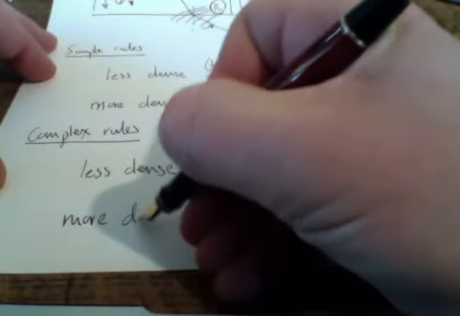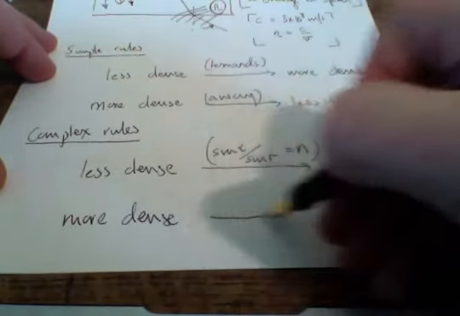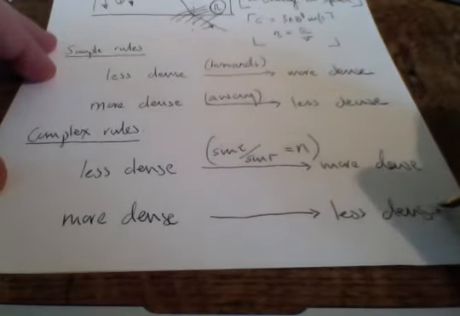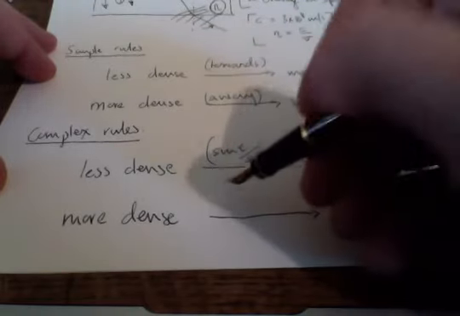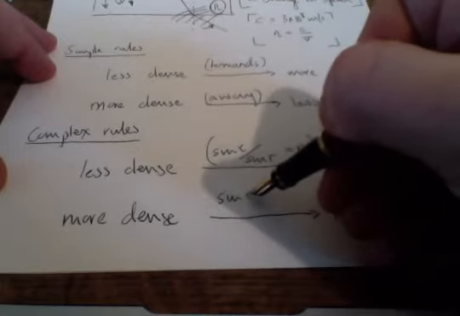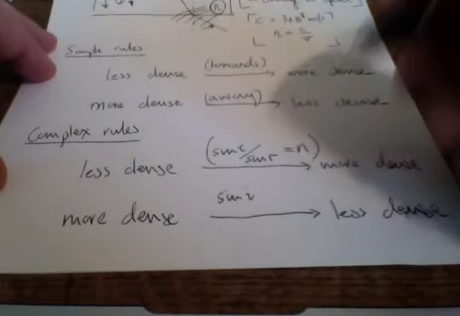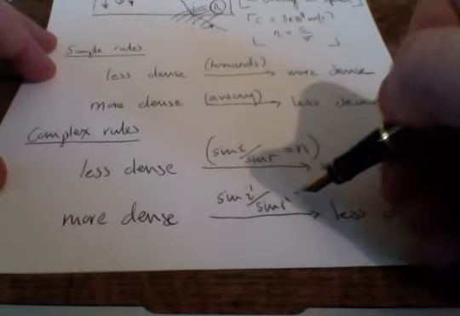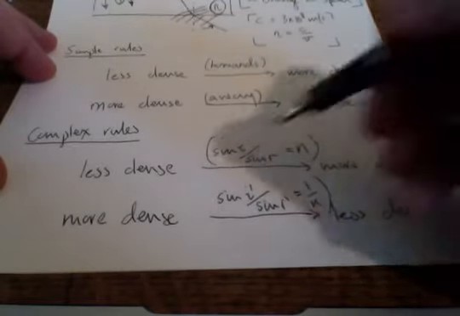Let's imagine we're going from more dense to less dense. Then sine i, let's just call it i dash, divided by sine r dash is 1 over the refractive index.